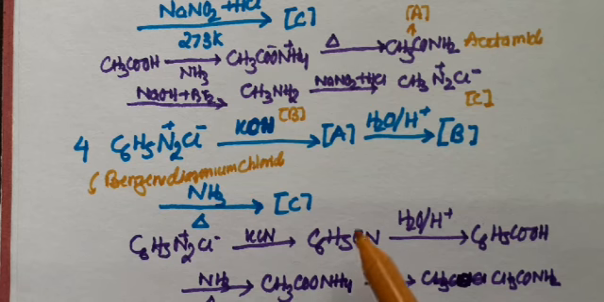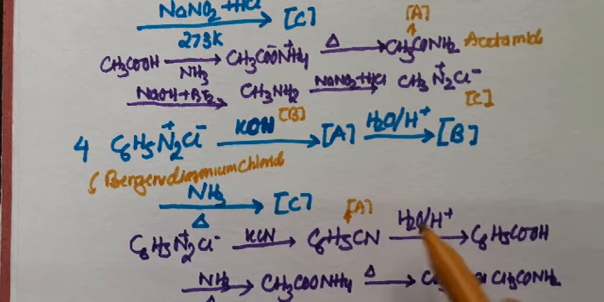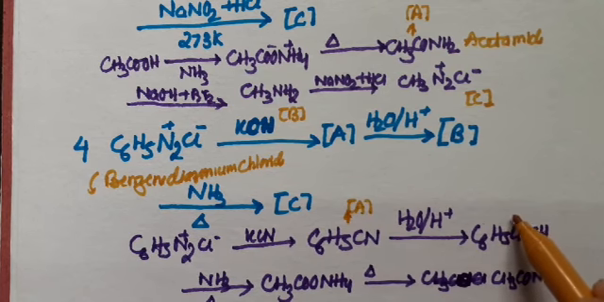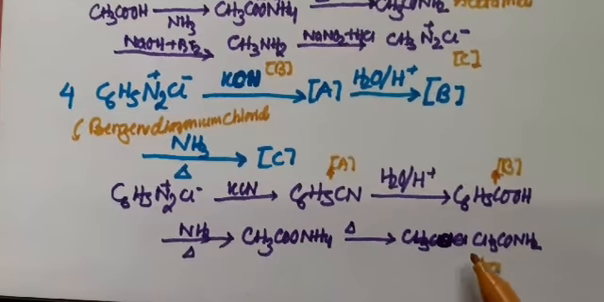Here we can see that phenyl cyanide is considered as A, benzoic acid is considered as B, and the amide, this is benzamide, is considered as C.